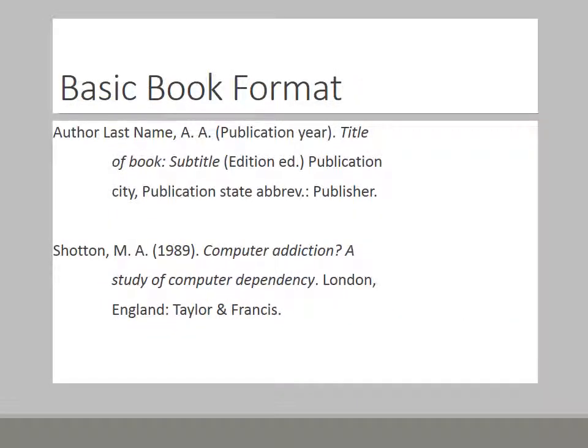This is an example of a basic book formatted APA citation. You always start with the author's last name, comma, then the author's initials. Make sure to space once in between each. In parentheses, then you'll have the publication year, the title of the book. The main thing to remember here is you only capitalize the first word of the title, the first word of the subtitle, and any proper nouns or adjectives.